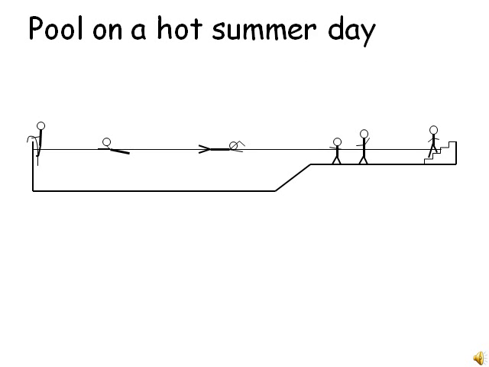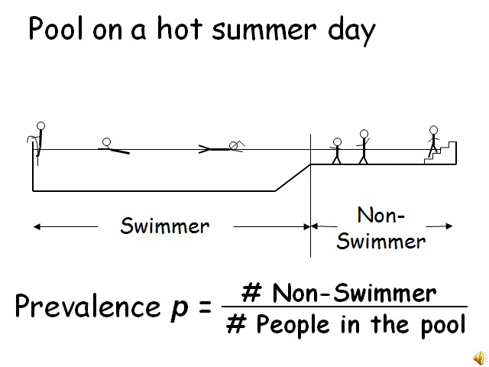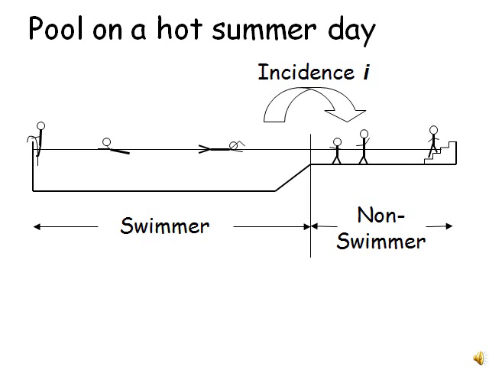Think of a crowded swimming pool on a hot summer's day. Sometimes swimming pools are divided into two parts. One part for those who swim and another part for those who don't. An analogy for the prevalence is the number of persons in the non-swimmers part over the total number of persons in the pool. The incidence is the rate at which persons from the swimmers part of the pool enter the non-swimmers part. Since we are dealing with irreversible diseases, the way back to the swimmers part is not allowed.